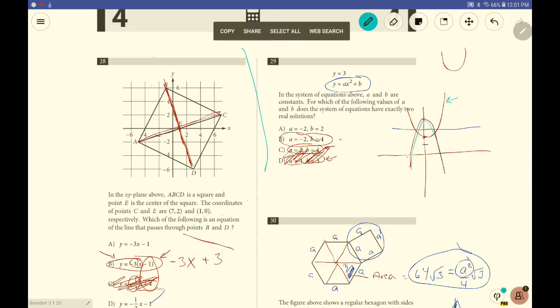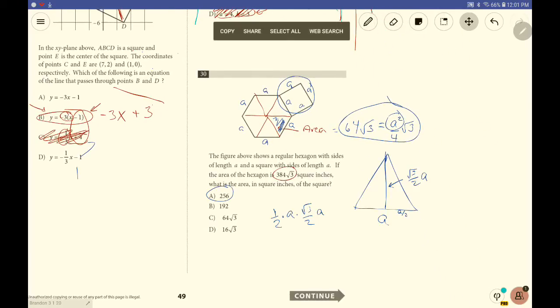Number 30, we have to figure out the area of a hexagon. If one of the sides is A, we figured our way to that the area of one of those triangles would be A²/4 times the square root of 3. And when we divide the area of the whole hexagon by 6, we find the area of one of those equilateral triangles. Therefore, we can solve for A, or we can solve for A². And the area of that square is A², and we found out that's 256.